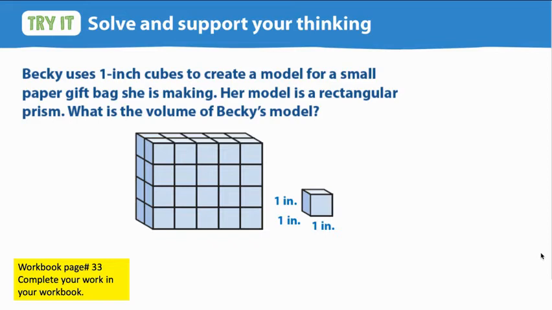Becky uses 1-inch cubes to create a model for a small paper gift bag she is making. Her model is a rectangular prism. What is the volume of Becky's model? Okay, so making sense of it, what is this problem about? Well, it's about Becky, and she's making a model of a gift bag. What's important information? Well, volume, and that's a rectangular prism.